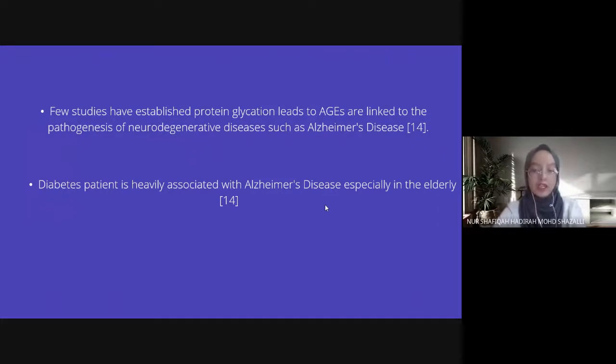A few studies have established that protein glycation leads to AGEs, which are linked to the pathogenesis of neurodegenerative diseases such as Alzheimer's disease. Diabetes is heavily associated with Alzheimer's disease, especially in the elderly.